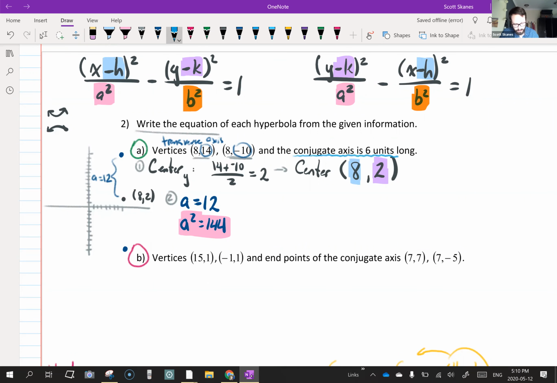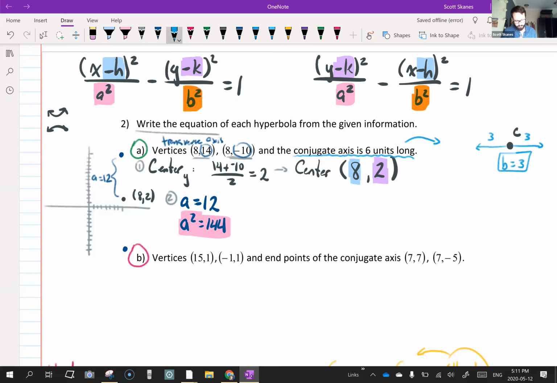The conjugate axis is 6 units long. What that means is that, well, first of all, we have a transverse axis. We've already talked about that. The conjugate axis is the other way. And if it's 6 units long, that means, let me draw you a quick sketch. If this is our center, that means that we go 3 left and 3 right. That whole distance is 6. That means that B, it's 3 and 3 on either side. So B equals 3.